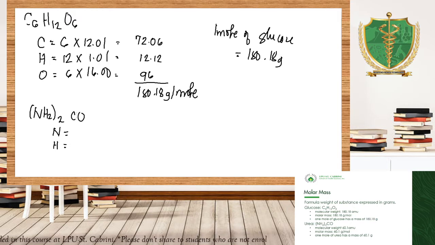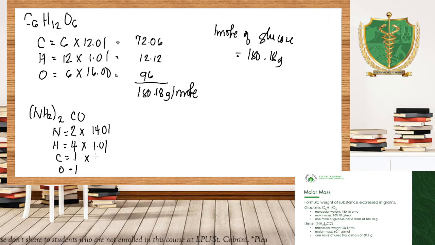Okay. How many nitrogen? 2. Hydrogen is 4. Carbon is 1. Okay. Carbon is 1. Oxygen is 1. Nitrogen is 14.01. Hydrogen is 1.01, carbon is 12.01, oxygen is 16.